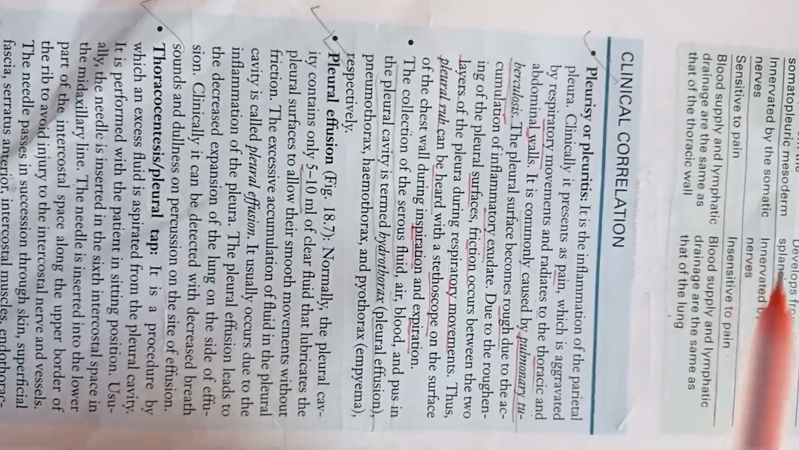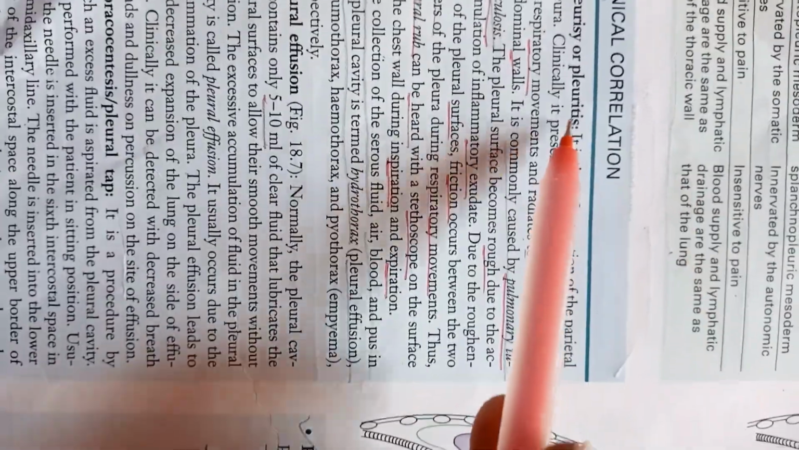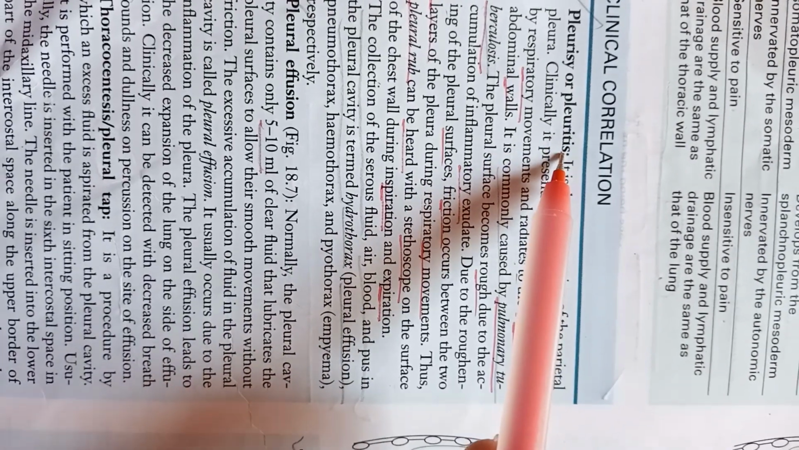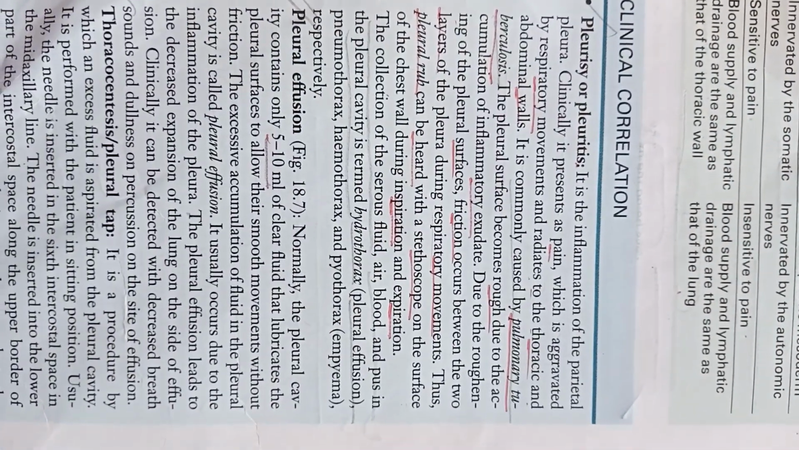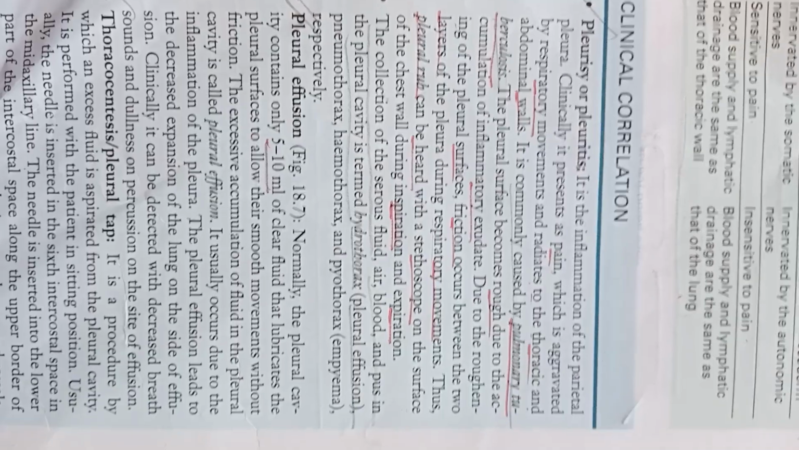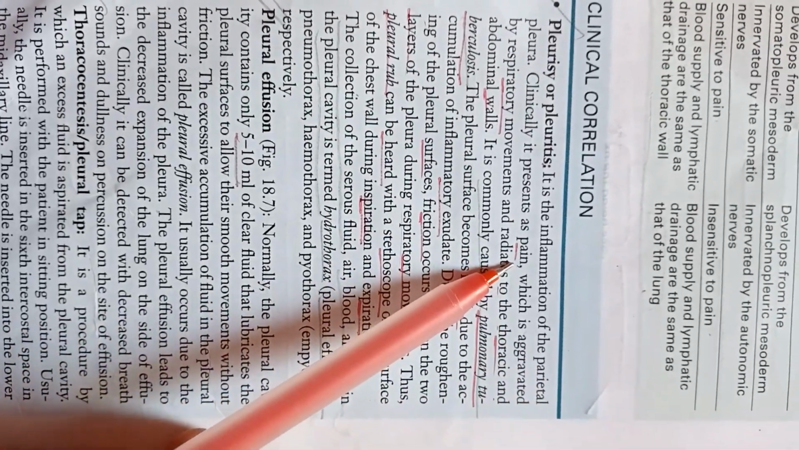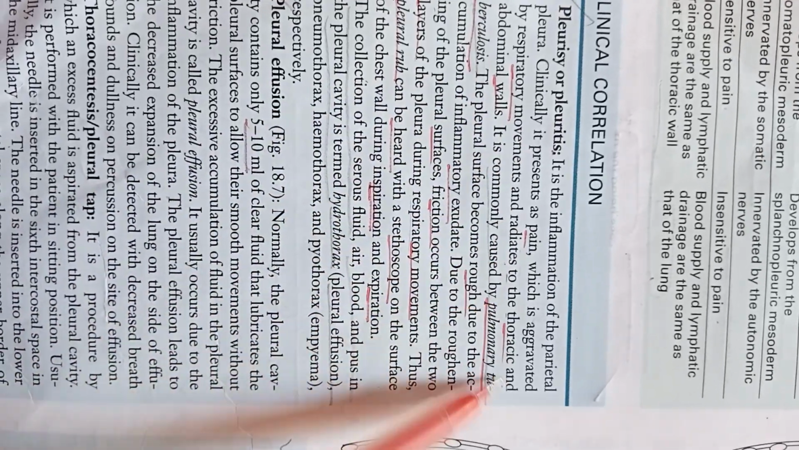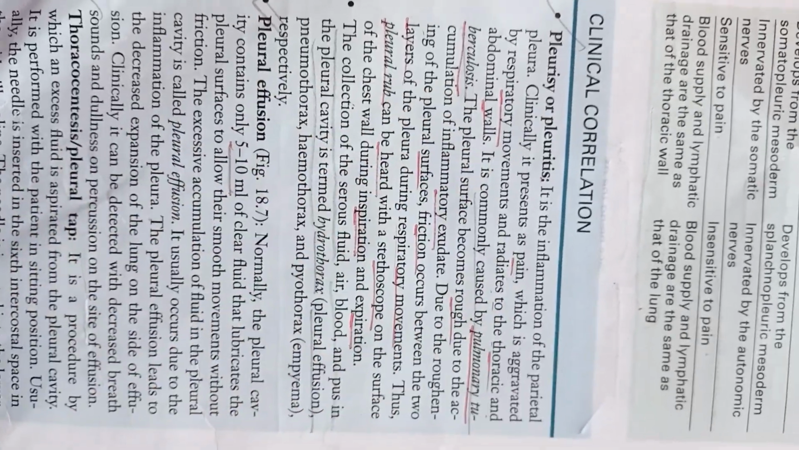Now the clinical importance. First, pleurisy or pleuritis. What does it mean? We know the suffix itis is used for any inflammation. So pleuritis means inflammation of the pleura, usually in the parietal pleura. Okay, and if the parietal pleura is inflamed, the pain may be aggravated by movement, respiratory movement, and the pain radiates to the thoracic wall and the abdominal wall.